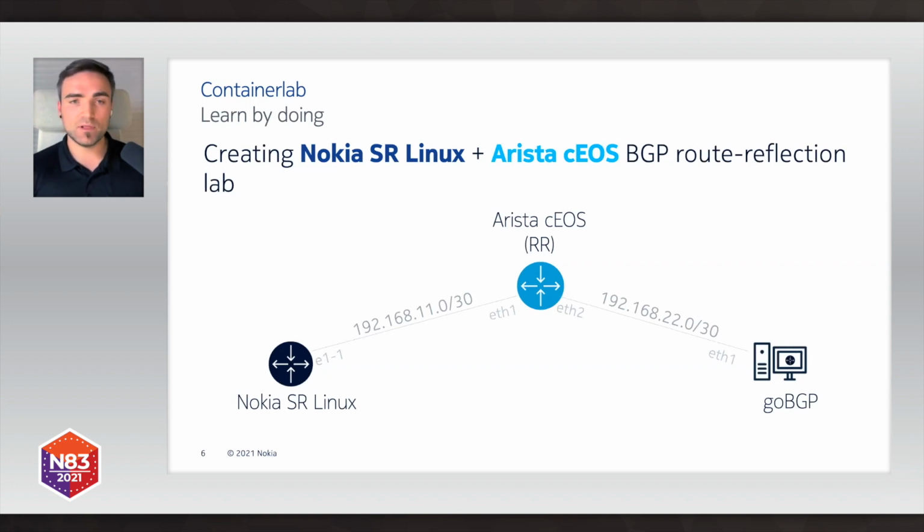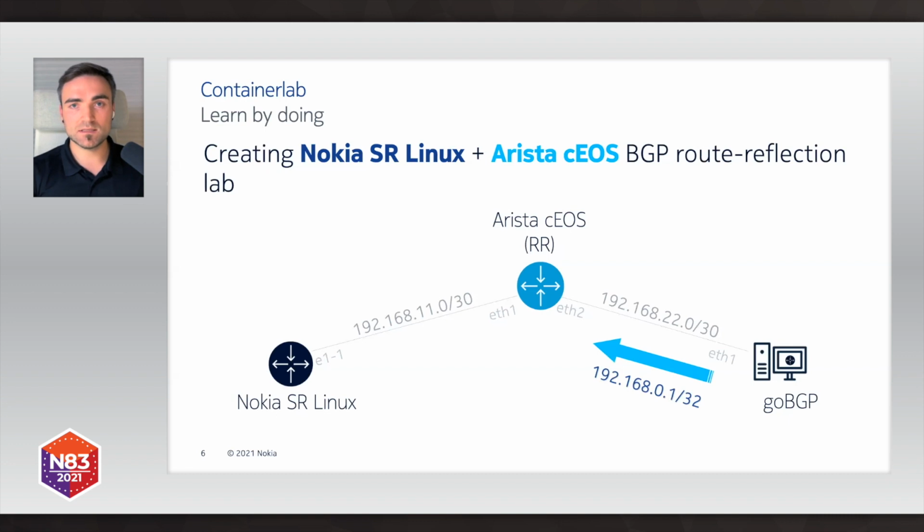We prepared a simple lab for you here, which is a multi-vendor lab that consists of 3 nodes. On the right-hand side, you see the GoBGP Linux container that will act as the route injector. In the center of the drawing, you see the Arista cEOS, again, a containerized network operating system that acts as a route reflector. And on the left-hand side, we have the Nokia SR Linux, again, a containerized network operating system that will receive the route.